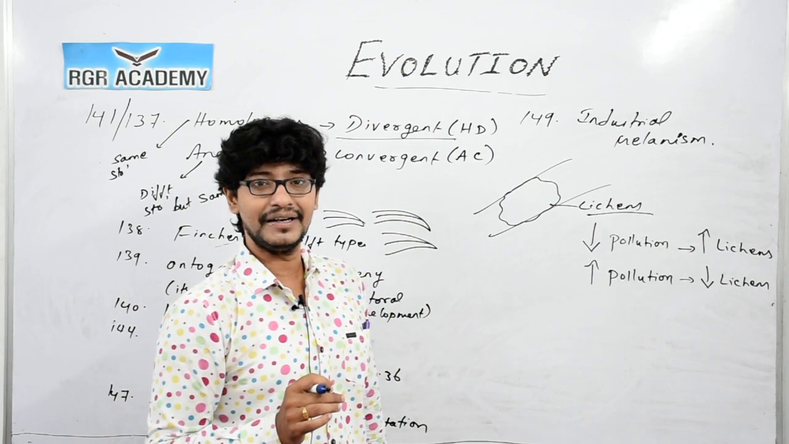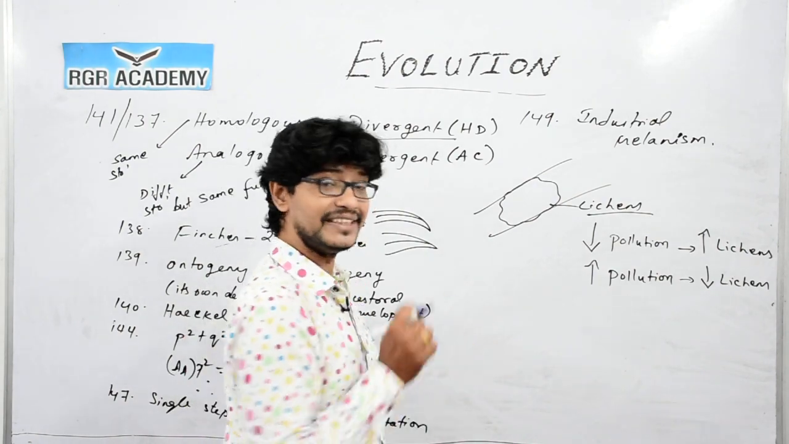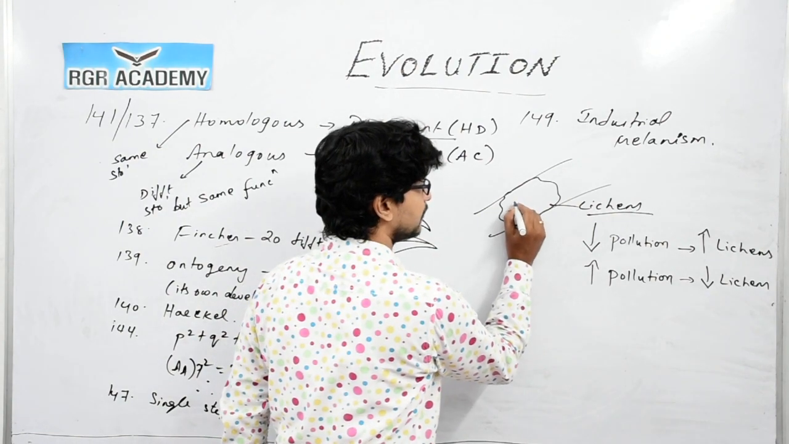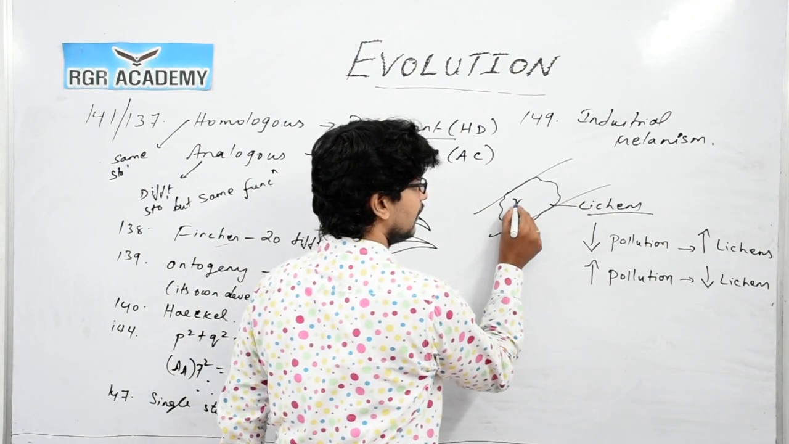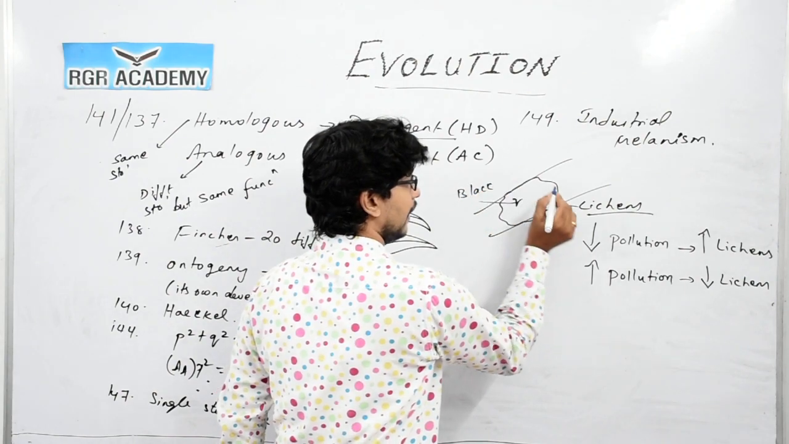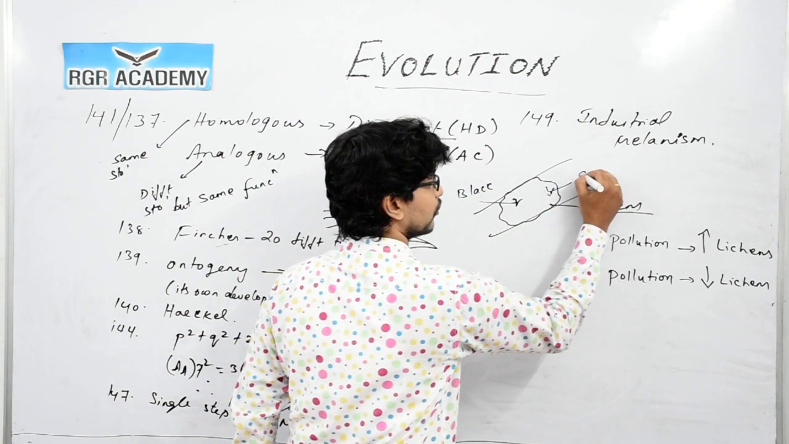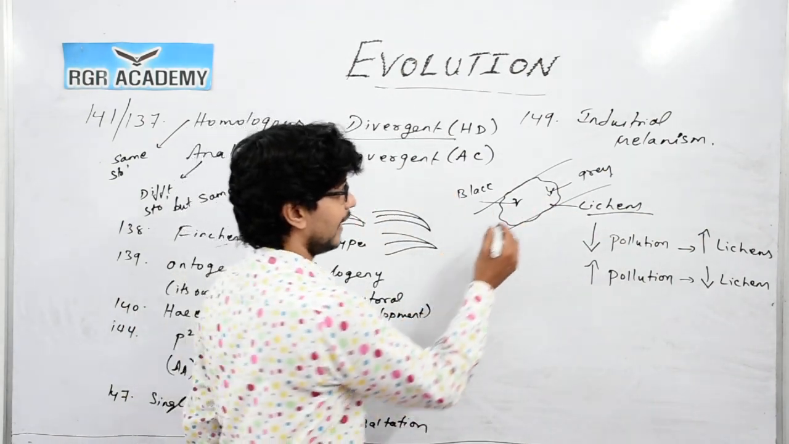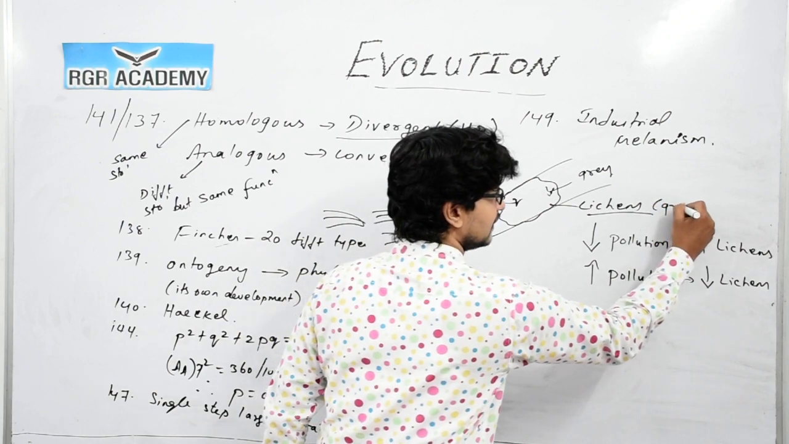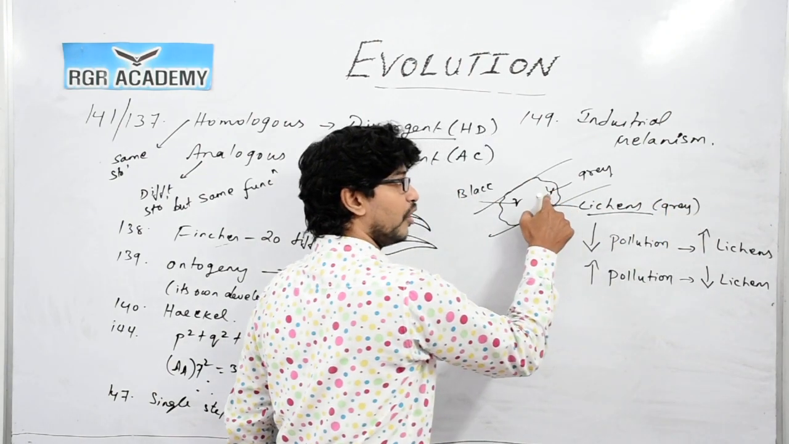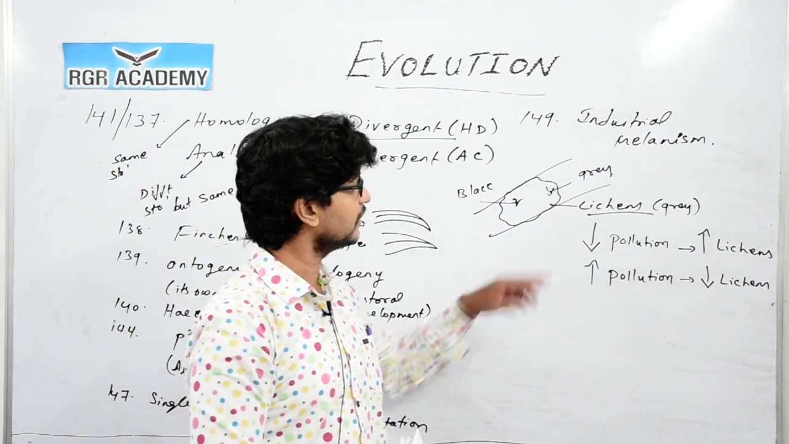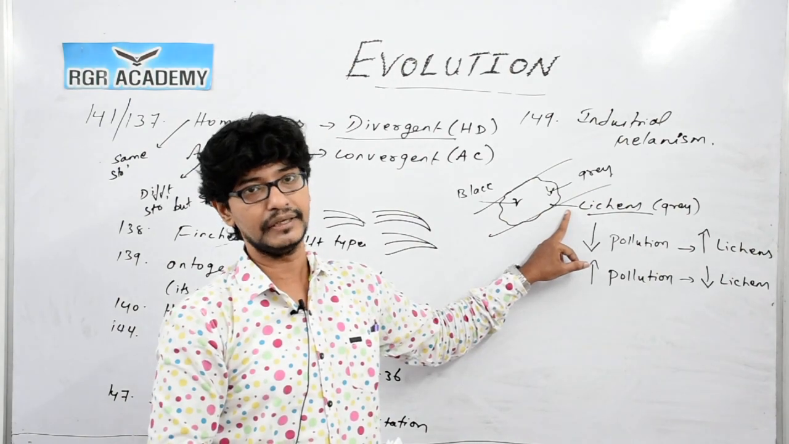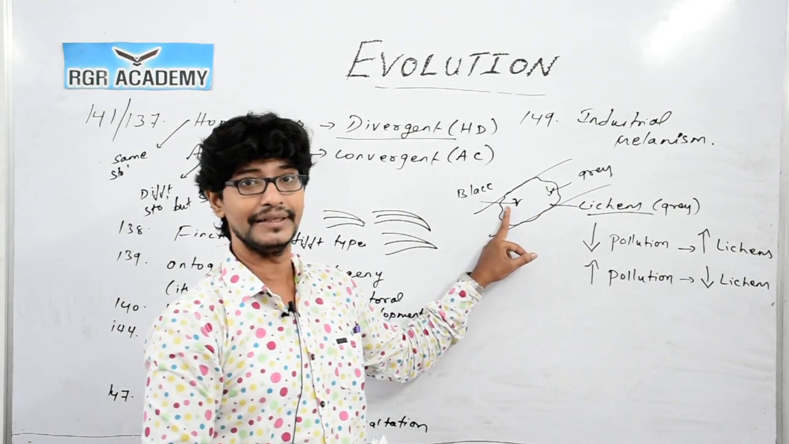But what is industrial melanism? When we talk about natural selection, nature gives opportunity to organisms at both extremes. Here we see two types of moths: the black moth and the grey moth. Both moths were feeding on the lichens, but the color of the lichen is grey, and the grey moth is also grey. So the grey moth got camouflaged with the lichens and was not visible to the predator. The predator could identify only the black moth.